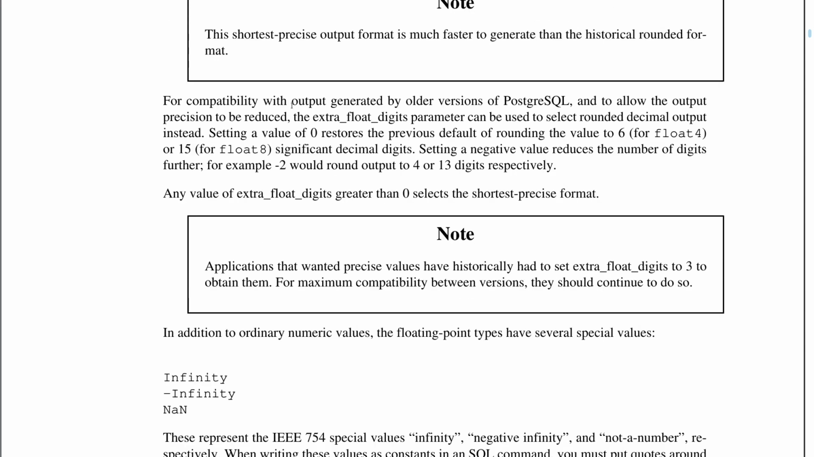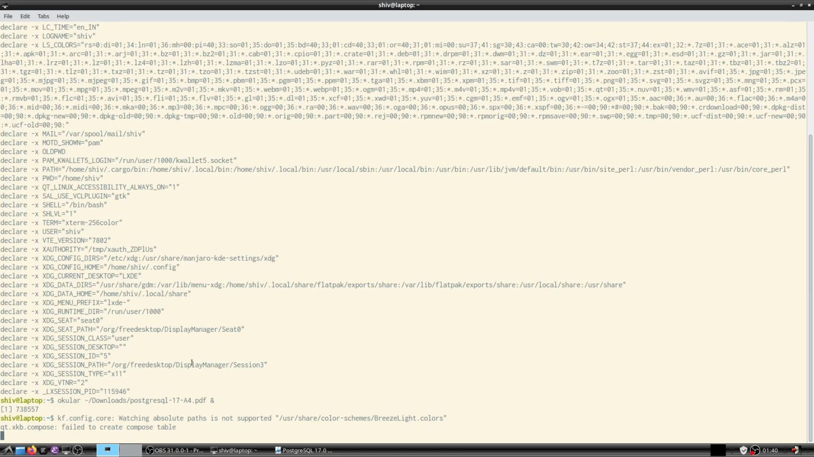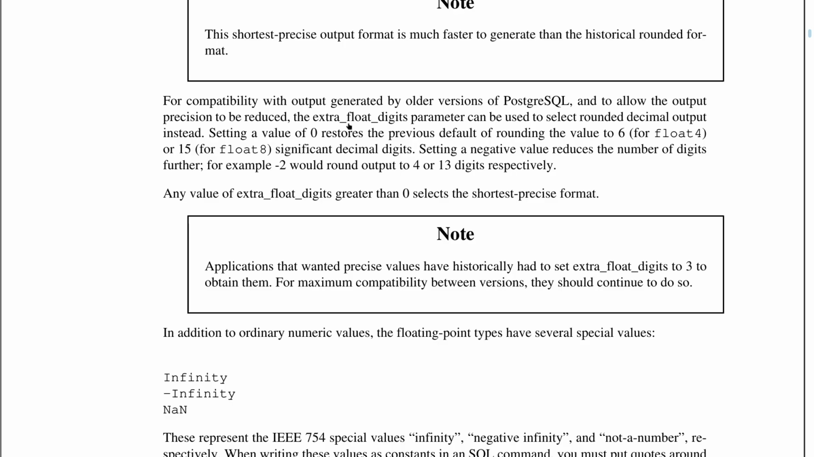For compatibility with output generated by older versions of PostgreSQL, and to allow the output precision to be reduced, the extra float digits parameter can be used to select rounded decimal output instead. You can read about this at page 729. By the way, this is PostgreSQL 17. As you can see here, this is version 17. So once it is updated, the page number will no longer be valid. You have to highlight this by mouse hovering.